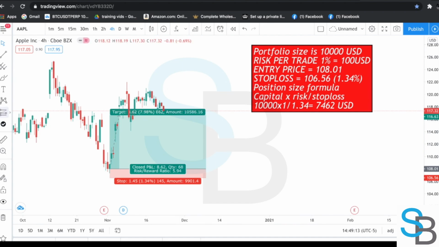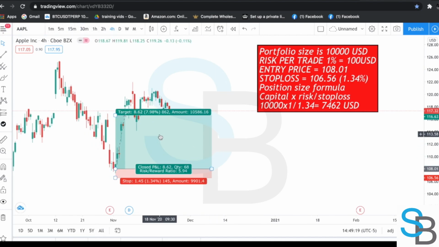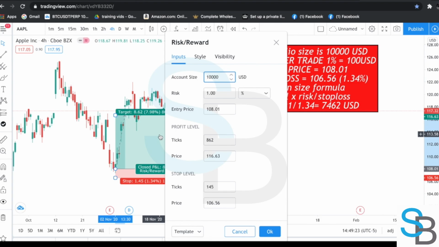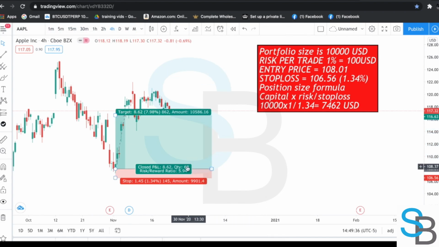I have taken the tool from the toolbox over here, and this is the tool. Now simply double click on this. You have to simply put your portfolio size and your risk size. Now let's assume our portfolio size is $10,000, our risk is 1%, and we set that OK. So you can see this quantity, QTY, 68. This means you have to buy 68 stocks of Apple. Now 68 stocks of Apple would cost $7,462. And in case our stop loss gets hit, our loss would be only $100. So this is the position size.